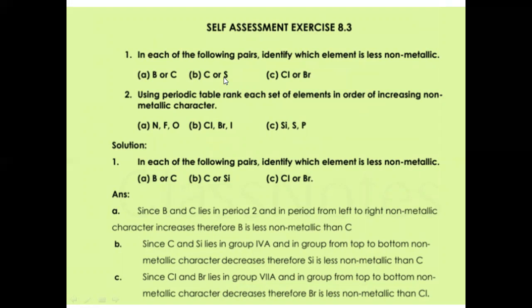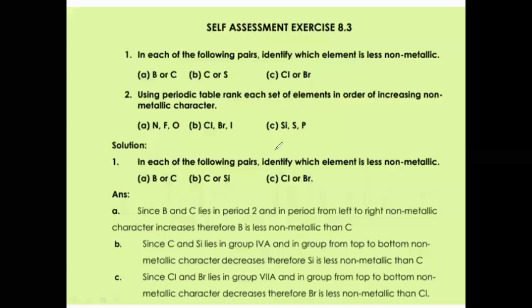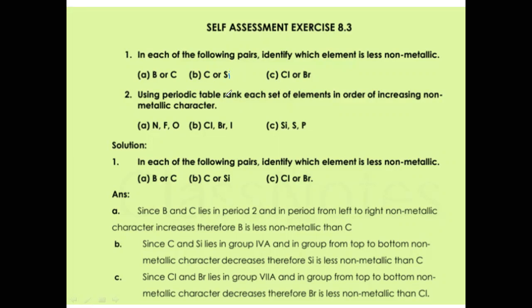Suppose carbon or silicon. Carbon or silicon, Si, they belong to the same group of the periodic table, group number 4. As carbon and silicon lie in group 4A, from top to bottom, I told you the non-metallic character decreases. So silicon is less non-metallic than carbon.